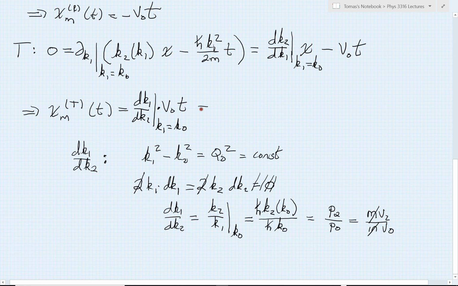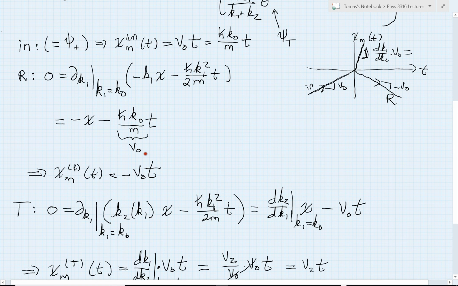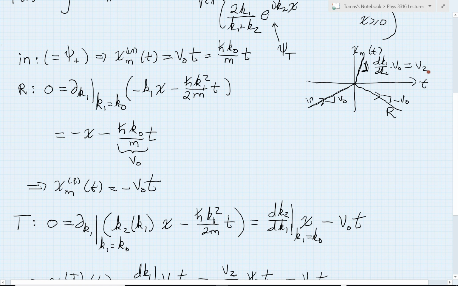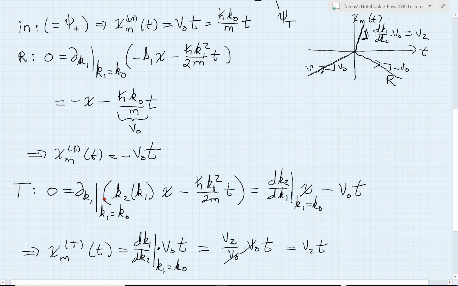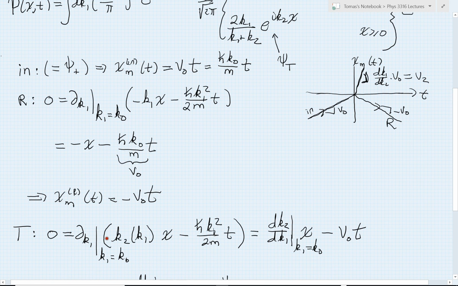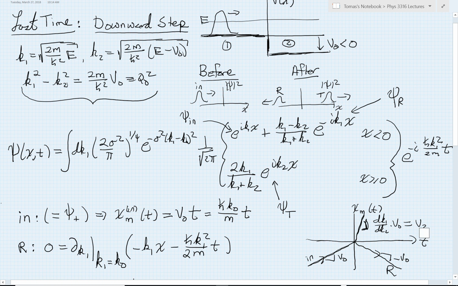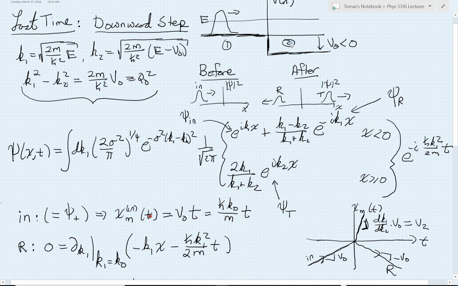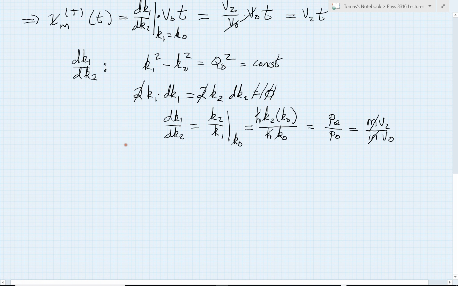So when I finally substitute this result in up here, what I have is V2 over V0 times V0 t. The V0s would cancel, and I just have the classically expected velocity v2 times t. So in fact, I get the speed just that I would have hoped. So that's really neat. All of the speeds, notice, for these different packets, they just obey the speeds I would have expected from classical physics. And that's a general lesson that I'd like to emphasize here. Let's put a little box about that.